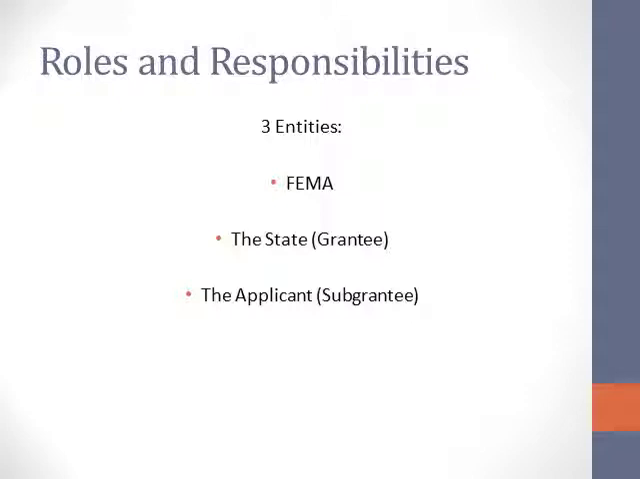The subgrantee, also referred to as an applicant, is a state agency or local government, Native American tribe, private nonprofit organization, or another legal entity that receives public assistance funds. The subgrantee identifies its damages to the state and FEMA in order to receive funding. The subgrantee must report the use of funds received to the grantee.